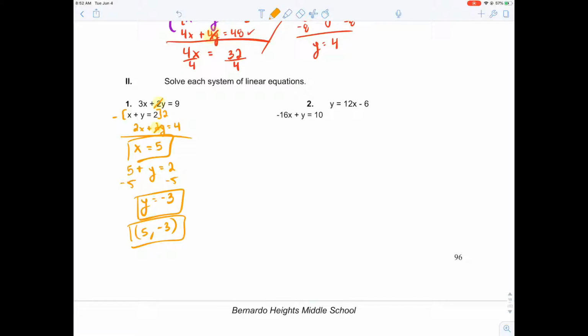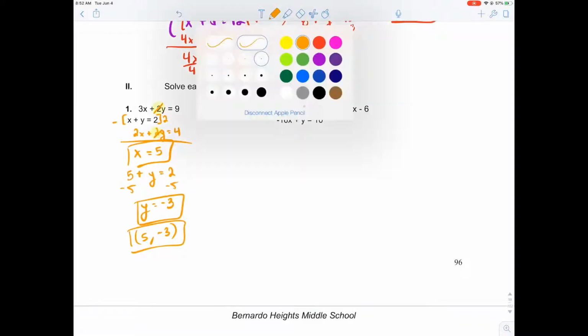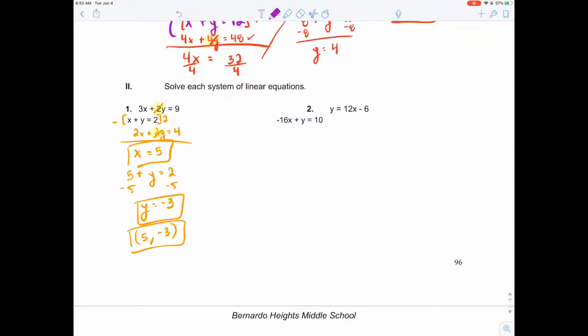Okay. Number 2, I noticed that one of these equations is in slope-intercept form, and then the other one is in standard form. So I'm just going to use substitution. So negative 16x plus, and then I have my y, so I'm just going to plug in this top equation for y there. So plus 12x minus 6 is equal to 10.